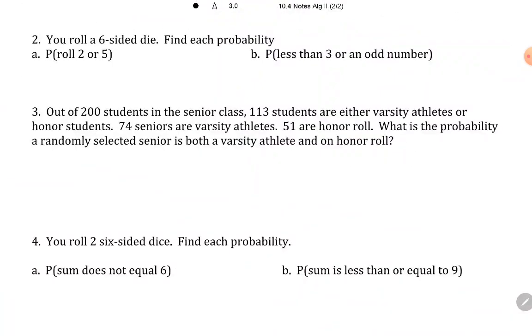You roll a 6-sided die, find each probability. Rolling a 2 or a 5. These are disjoint events because you can only roll a 2 or a 5. You can't roll both if you're only rolling once. So the probability of rolling a 2 is 1 out of 6. The probability of rolling a 5 is 1 out of 6. You add them together, you get 2 out of 6, which is 1/3.